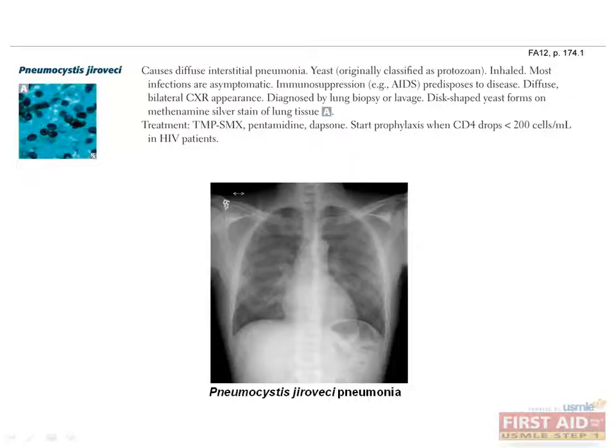Because this fungal infection is commonly seen in AIDS patients, or those who are severely immunosuppressed, prophylaxis against Pneumocystis jirovecii pneumonia is indicated by giving drugs such as TMP-SMX. In AIDS patients, start prophylaxis when CD4 count drops below 200. Here is a picture of its characteristic disc shape, the yeast form that can be seen with methenamine silver stain on a lung biopsy sample.